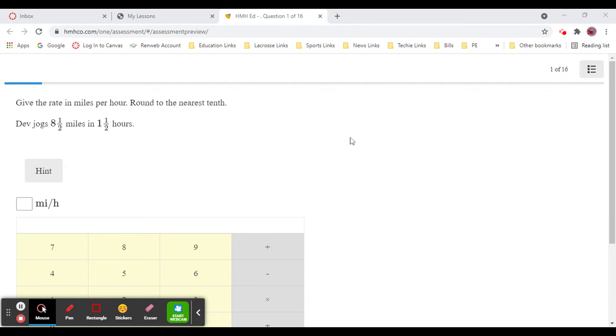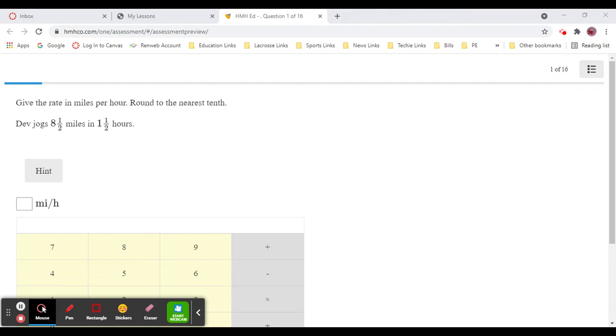All right, this video is for review section 1.5. It's on page 41 and it's problems 1 through 7. So here we go. It says give the rate in miles per hour and round to the nearest tenth.